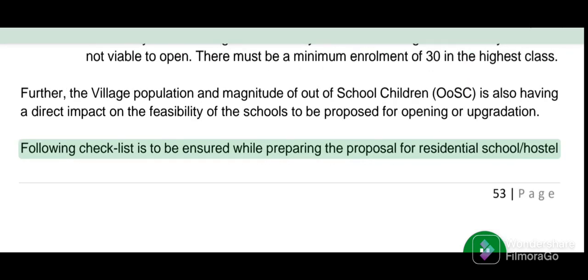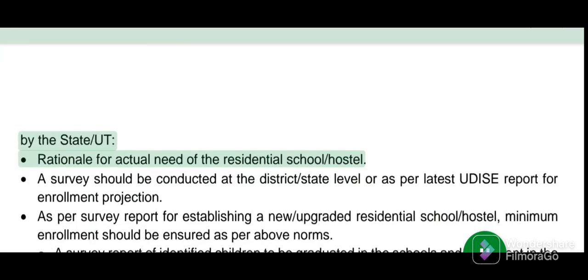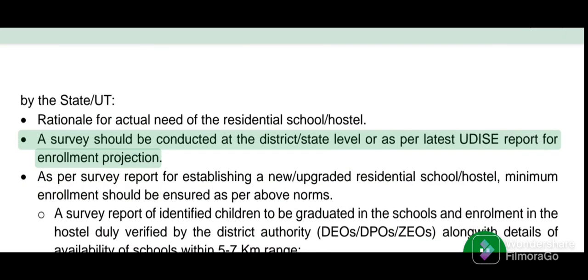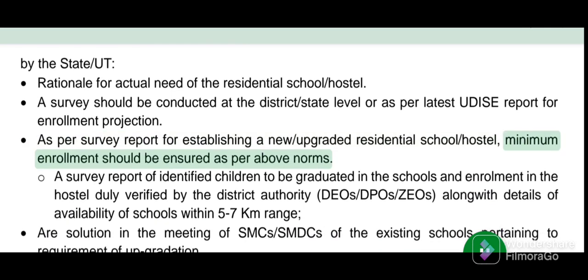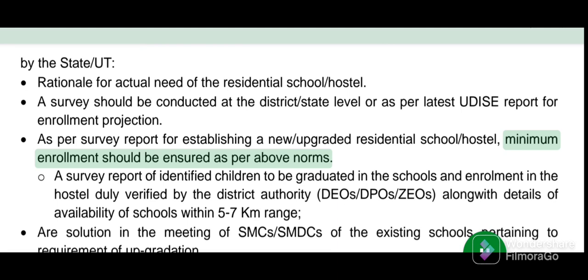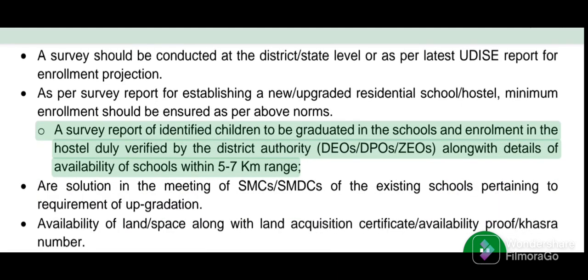The following checklist is to be ensured while preparing the proposal for residential school hostel by the state UT: Rationale for actual need of the residential school hostel. A survey should be conducted at the district state level or as per latest UDISE report for enrollment projection. As per survey report for establishing a new upgraded residential school hostel, minimum enrollment should be ensured as per above norms. Survey report of identified children to be graduated in the schools and enrollment in the hostel duly verified by the district authority DEOs, DPOs, ZEOs along with details of availability of schools within 5-7 km range.